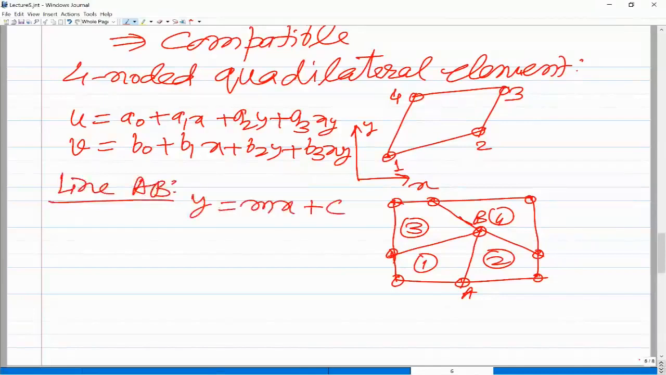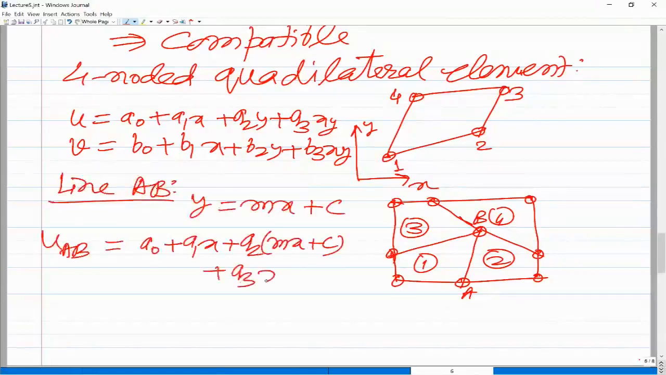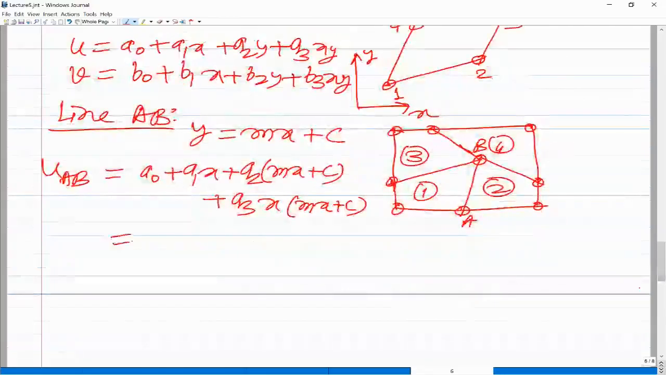So now if I look at the variation of u or v along AB, let us say u along AB would be equal to a0 plus a1x plus a2 into y, which is mx plus c, plus a3 into x into mx plus c. So now you can see that the constant terms are a0 plus a2 into c.